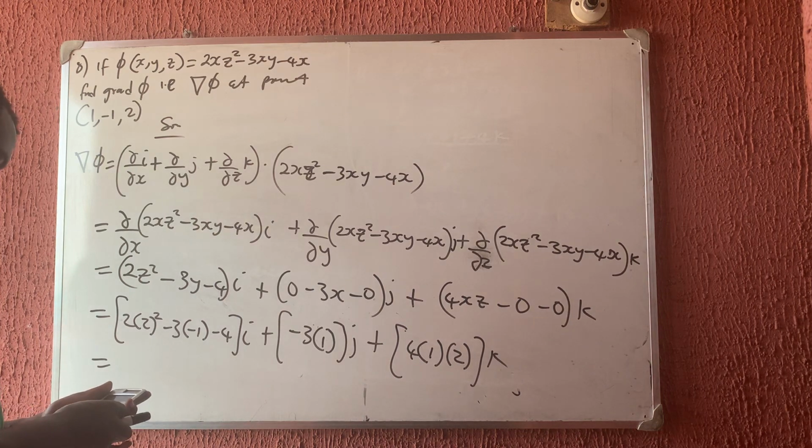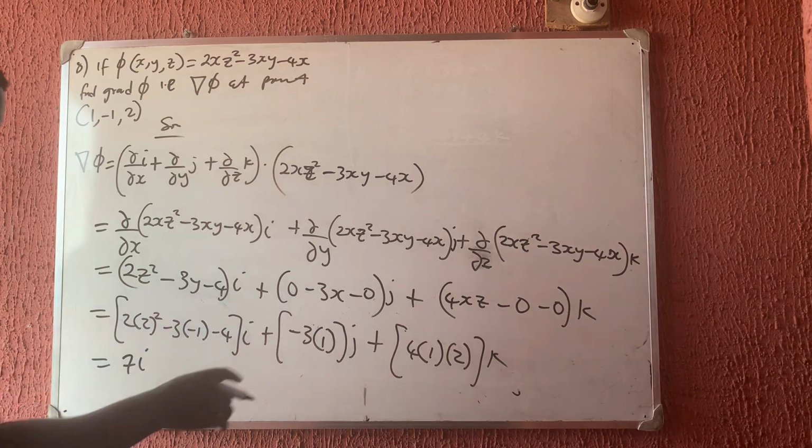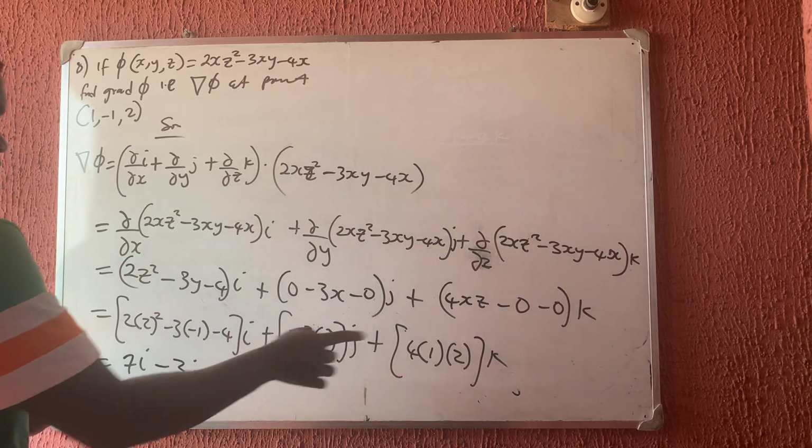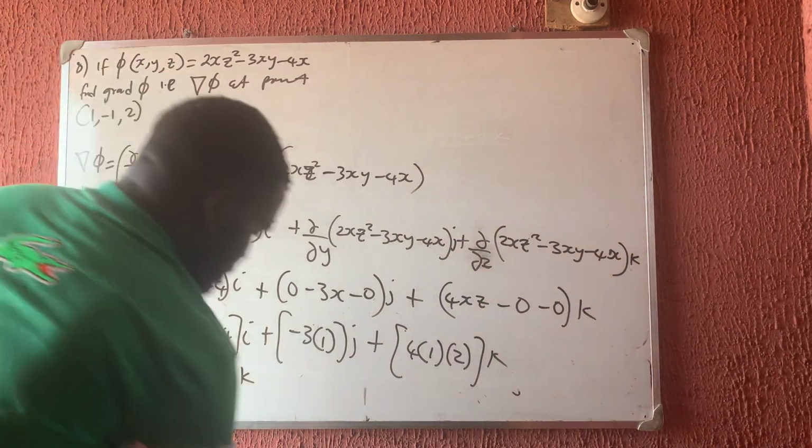8 plus 3 minus 4, I'm having 7. So here is 7i. What I have here is minus 3j. What I have here is plus 8k. So that is that for that. We move to the next question.